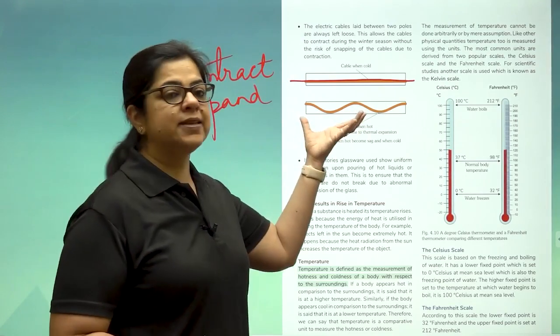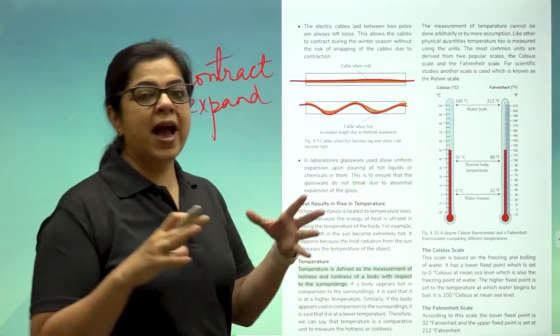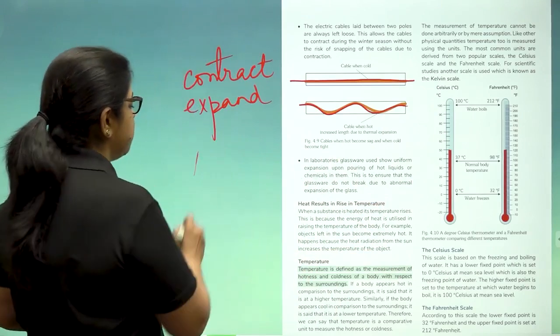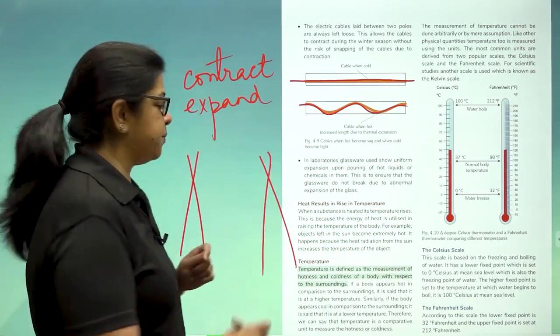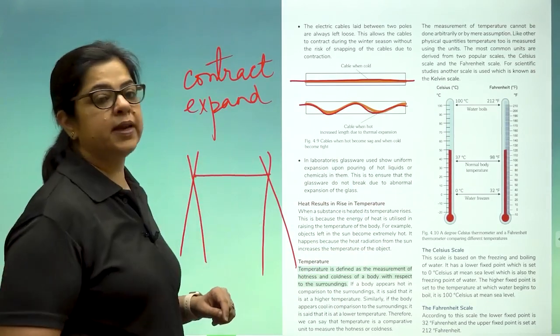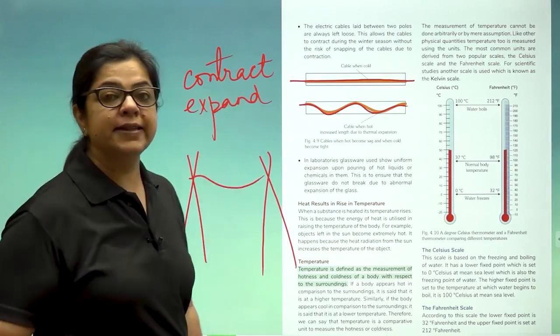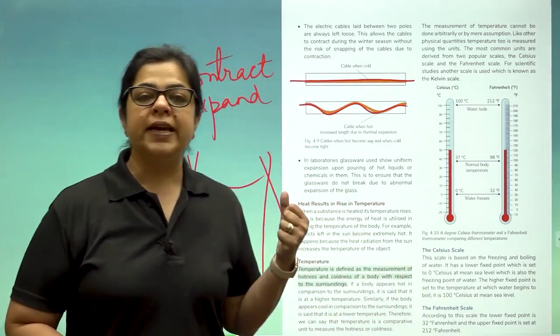So that is the reason this gap has to be given. These cables are let loose. Whenever you see poles that have electrical wires in them, they are never going to be like this. How are they going to be? They are going to be like this, so that they can expand and they can contract due to the heat.